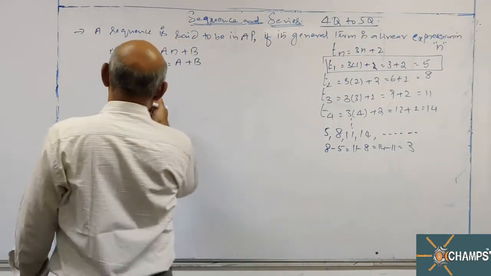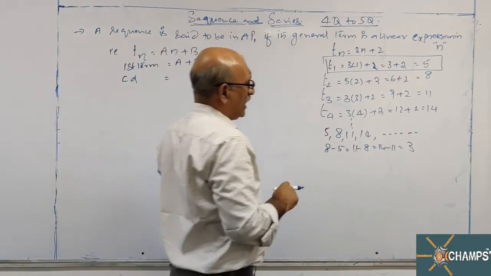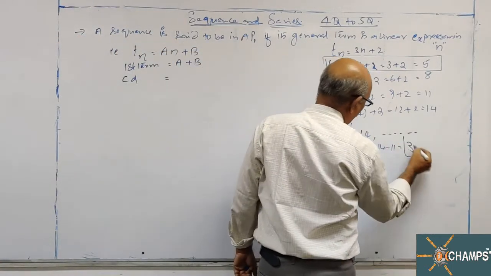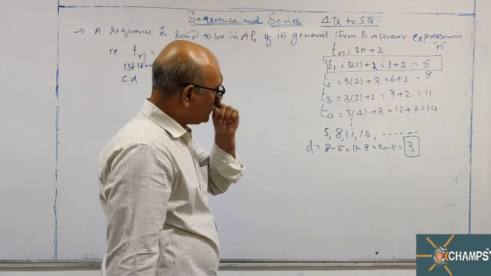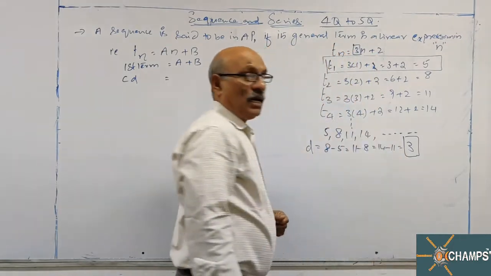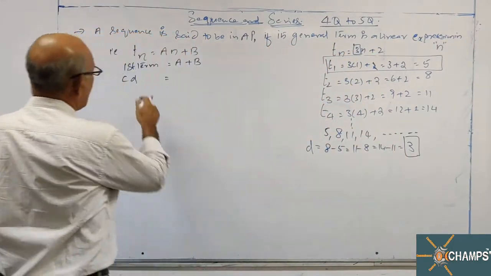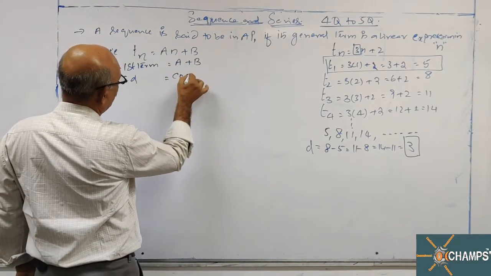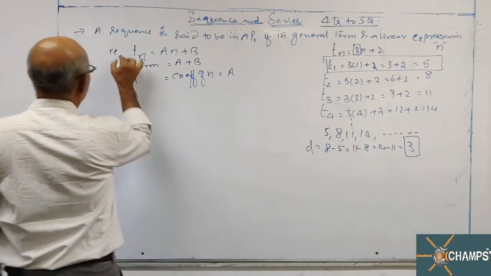Then I need one more important value, that is common difference. How can I get it? Look at this, sir. Common difference is equal to 3 here. This 3 is nothing but the coefficient of N. So common difference is equal to the coefficient of N. This is equal to A.